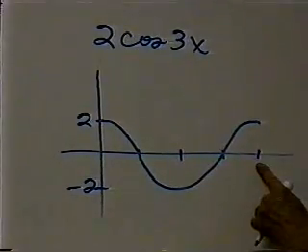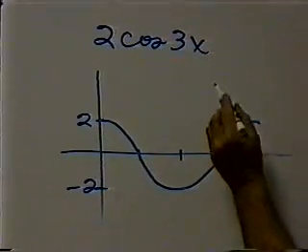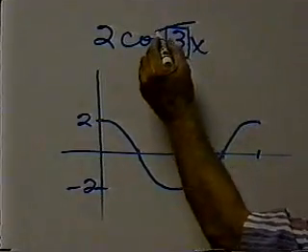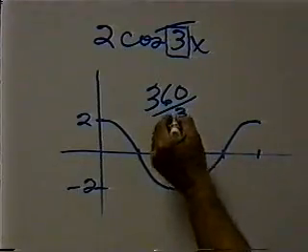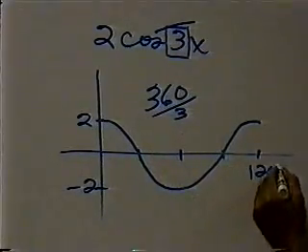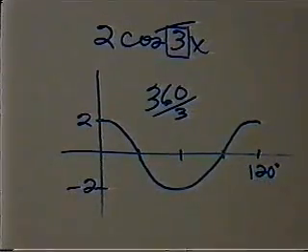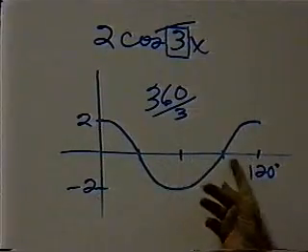Now, this is not 360 anymore. Listen very closely and watch out for this. Whatever's times the x is divided into 360. So we have 360 divided by 3. So this is 120 degrees. The fourth mark is called the period. It's how many degrees it takes for this to start repeating.